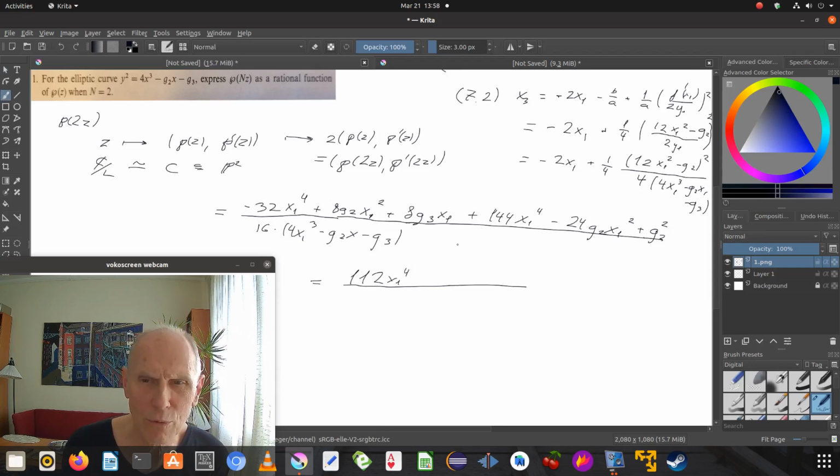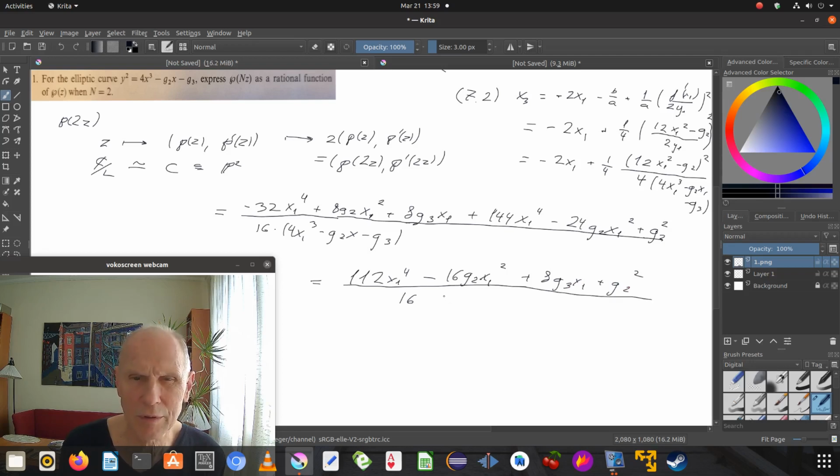x1 to the fourth. Minus 16 d2 x1 squared. 1, 2, 3, 4, 5, 6 terms. Now where's the... oh, we have a first order term as well. Does this make sense? Yes, it does.